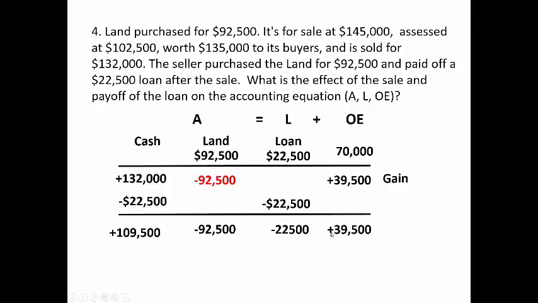So, in summary, we can say that overall assets went up $109,500 and they went down $92,500, or overall assets went up by $17,000. And we can also say that the liability and owner's equity side went down $22,500, went up $39,500 because of the gain on sale, and overall the right side of the equation, liabilities plus owner's equity, also went up by $17,000. So the answer here is, what is the effect of the sale and the payoff of the loan on the accounting equation? Well, both sides went up by $17,500.